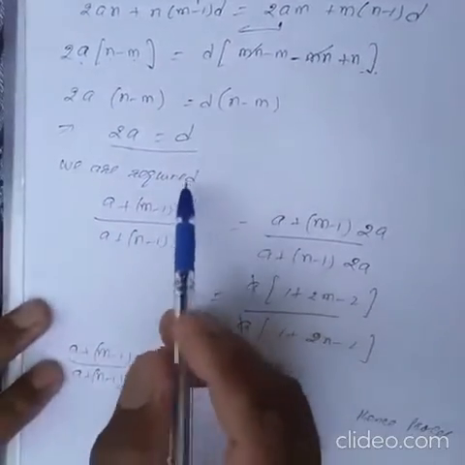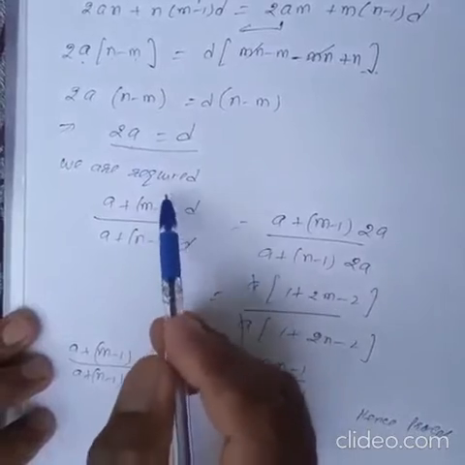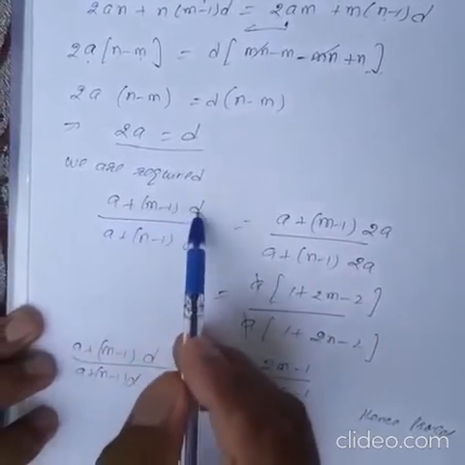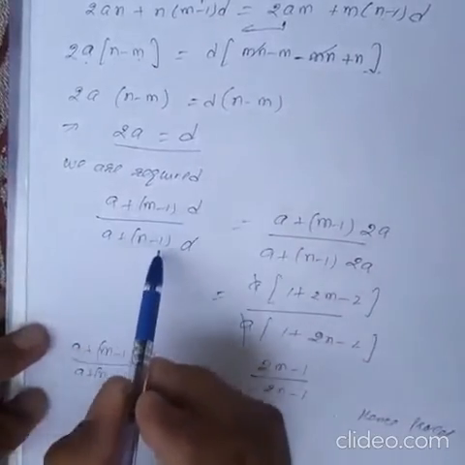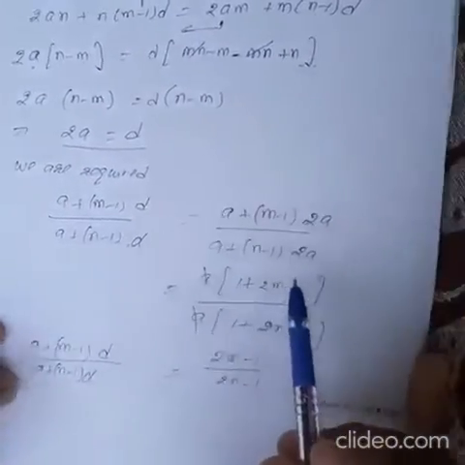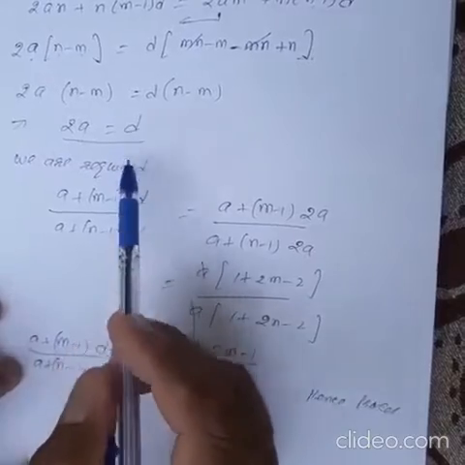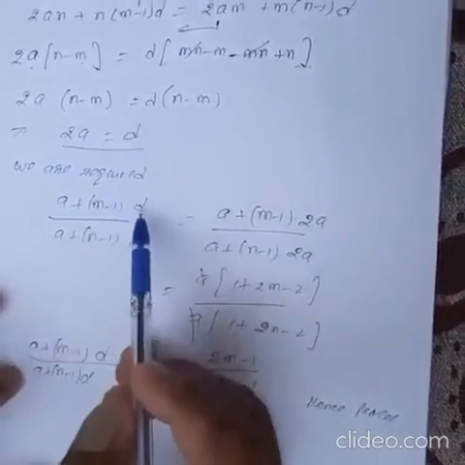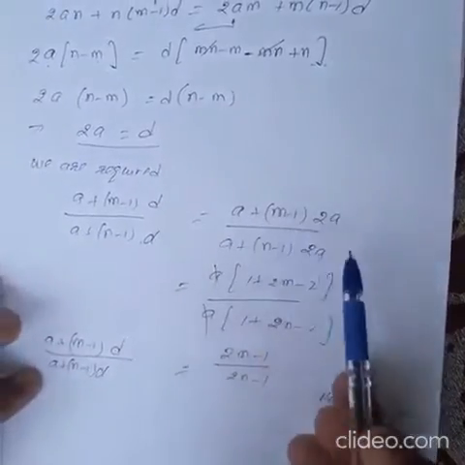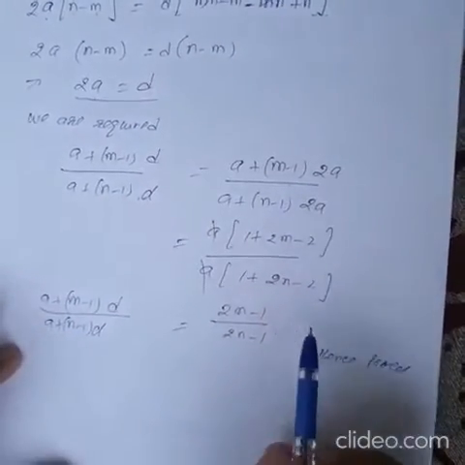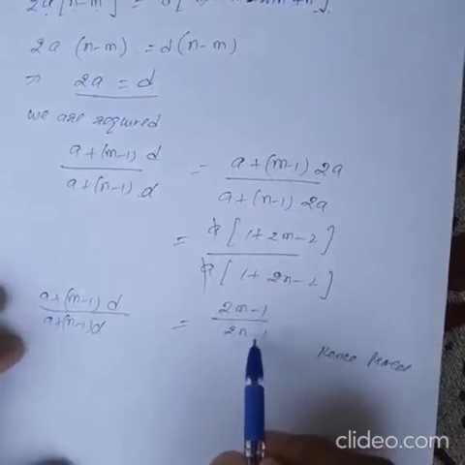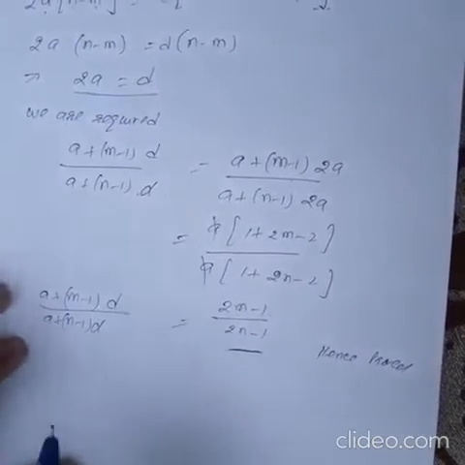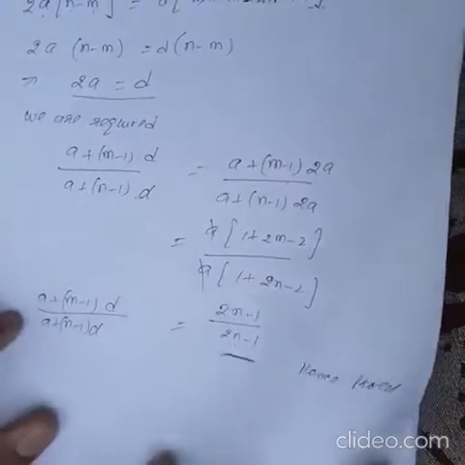Now we are required to find the ratio of the mth and nth terms. A plus (m minus 1) into D is the mth term of the AP, and this is the nth term. Now you replace D by 2a, as we have calculated the relation. So we'll have this, and after cancellation we will have (2m minus 1) upon (2n minus 1) as the required ratio. I hope it is clear.